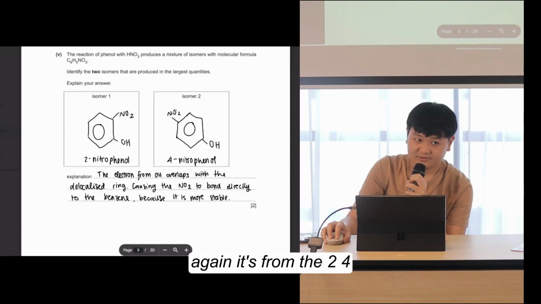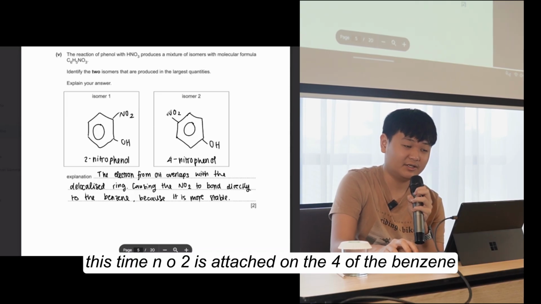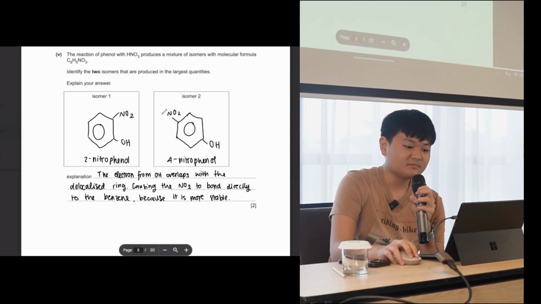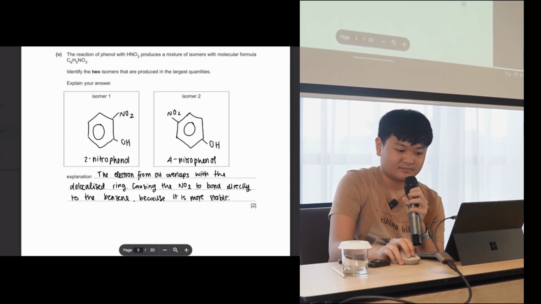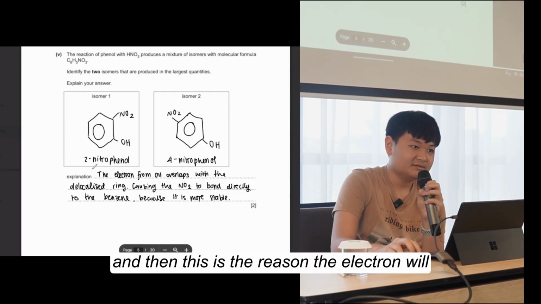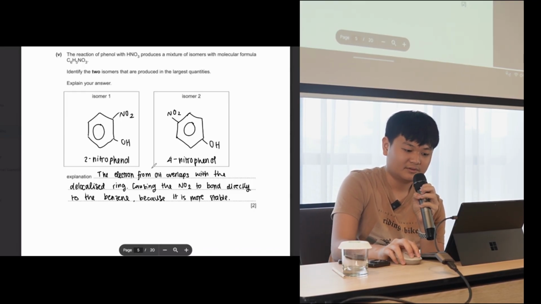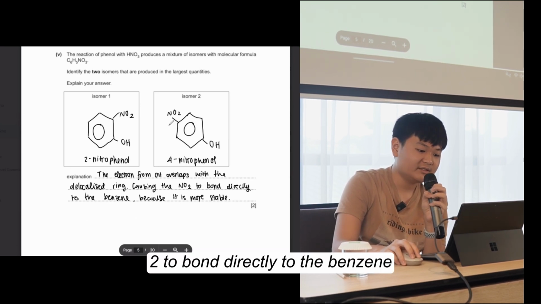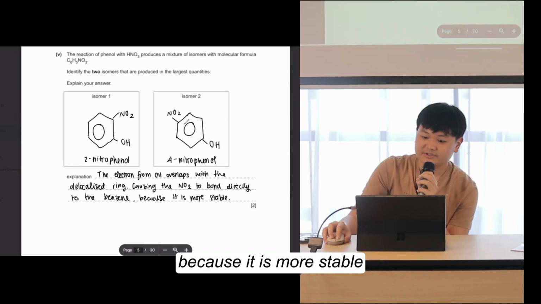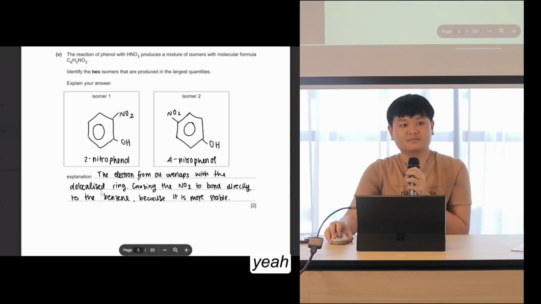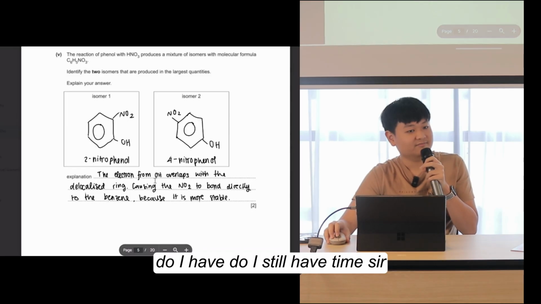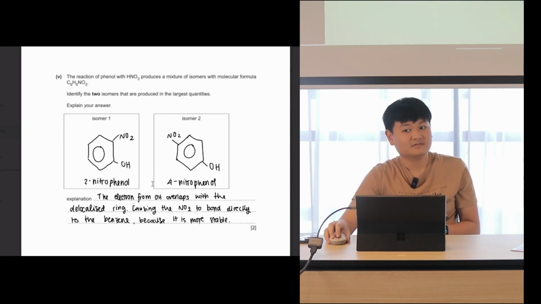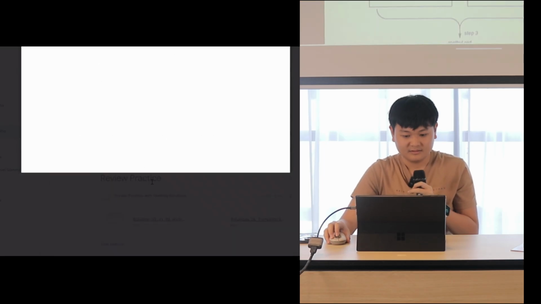Again, it's from the 2, 4, 6, and this time NO2 is attached on the 4 of the benzene. This is the reason: the electron from OH overlaps with the delocalized ring, causing NO2 to bond directly to the benzene because it is more stable. Yeah. Do I still have time, sir? Oh. Okay. Thank you.